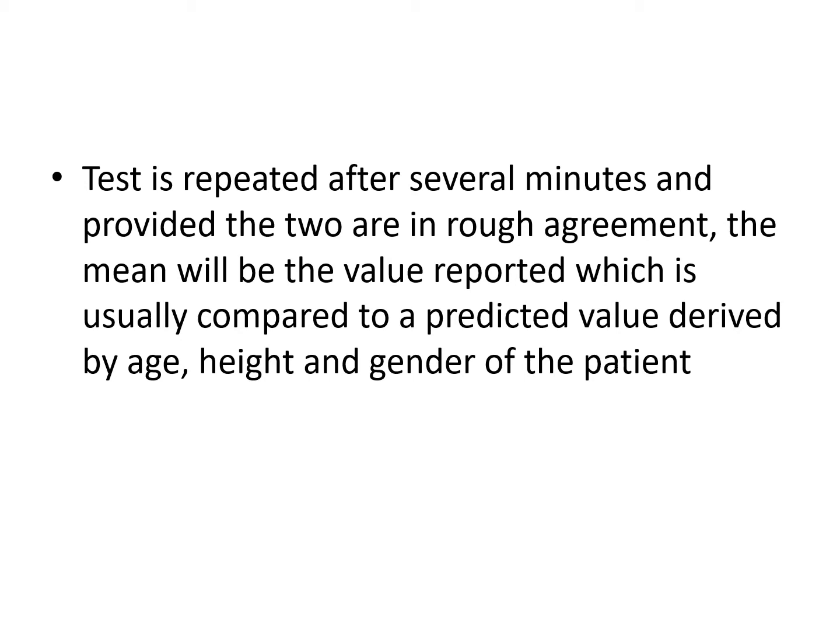The test is repeated after several minutes, and provided the two are in rough agreement, the mean will be the value reported, which is usually compared to a predicted value derived by age, height and gender of the patient. So the test is done 2 times. They should be in rough agreement. Then the mean of the 2 values is noted, and that is the final report. The report will also give a predicted value, which is derived from the age, height and gender of the patient.